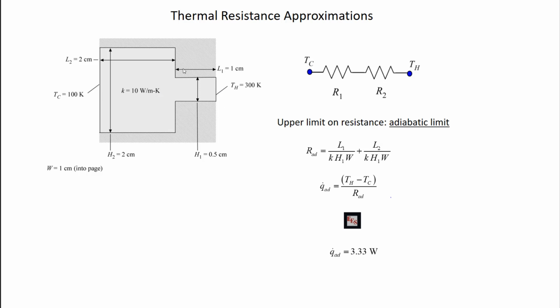So for this region here, obviously the resistance is the same. But when I get to this region here, I don't get to use H2. I have to keep the heat transfer in this smaller H1 region. So I use H1 here.